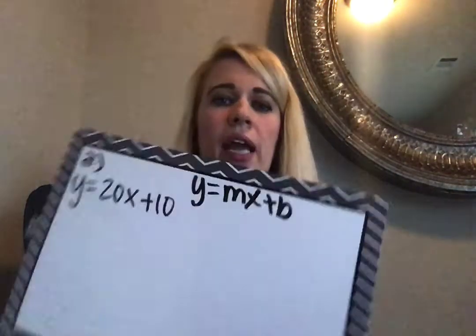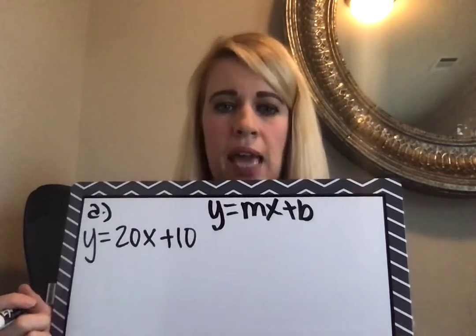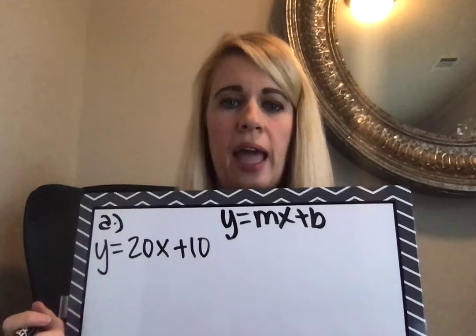Your X is always changing, so you'll write X plus your Y-intercept. I just said that B equals your Y-intercept. And what was your Y-intercept? Where did it pass the Y-axis? It was 10. So your answer for A should be Y equals 20X plus 10.